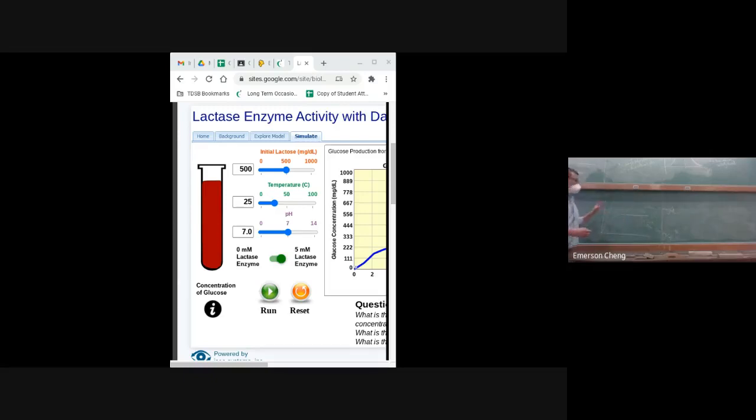So you will have a graph that looks like this, if temperature and pH are constant. If you start with more lactose, you have a higher plateau. If you have more lactose, you have higher glucose at the end. That's just because of how much reactant there is.